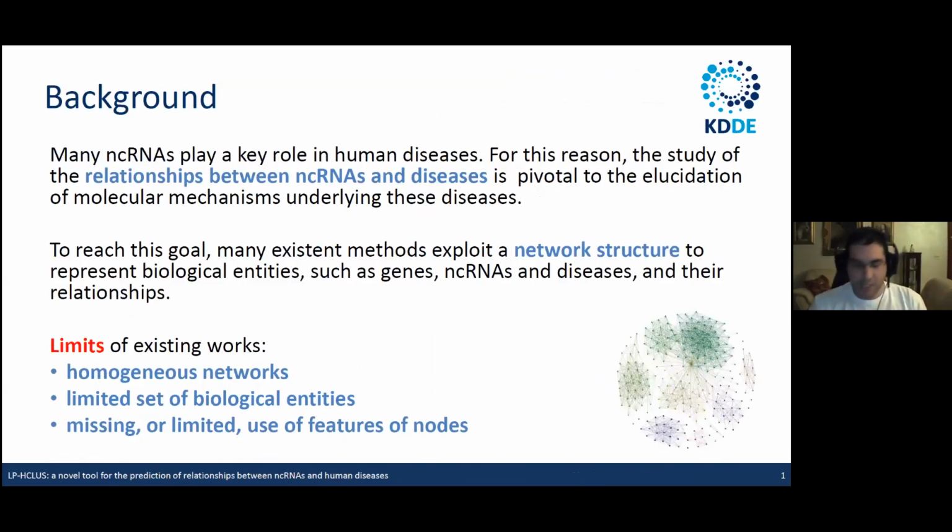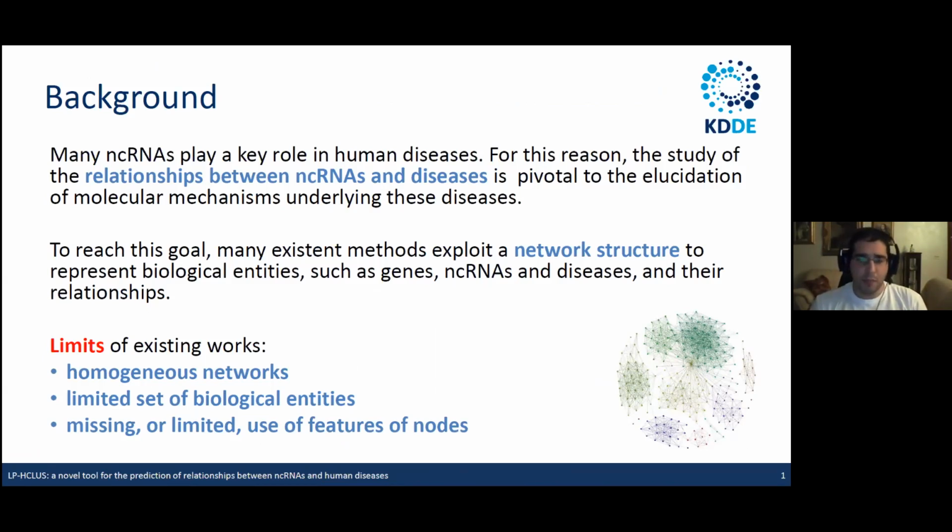Many non-coding RNAs play a key role in human diseases. For this reason, in the literature, there are many works that try to study the relationships between non-coding RNAs and diseases in order to understand the molecular mechanisms underlying these diseases. To reach this goal, many works exploit a network structure to represent biological entities such as genes, non-coding RNAs, diseases, proteins, and so on, and their relationships. However, there are some limitations.